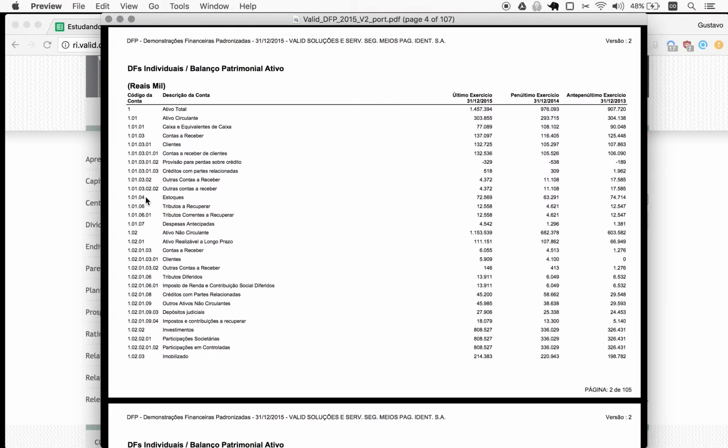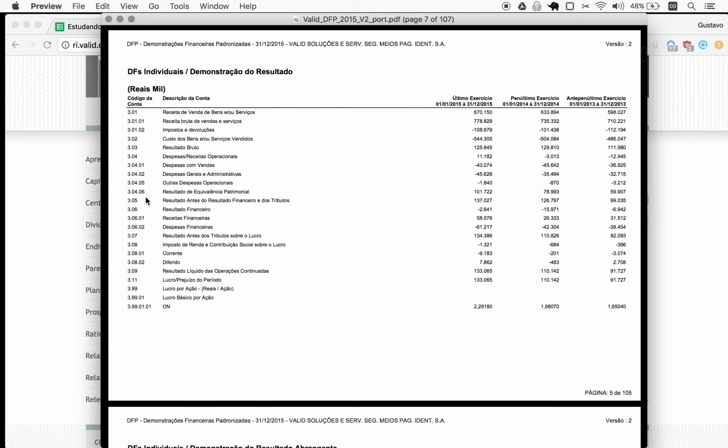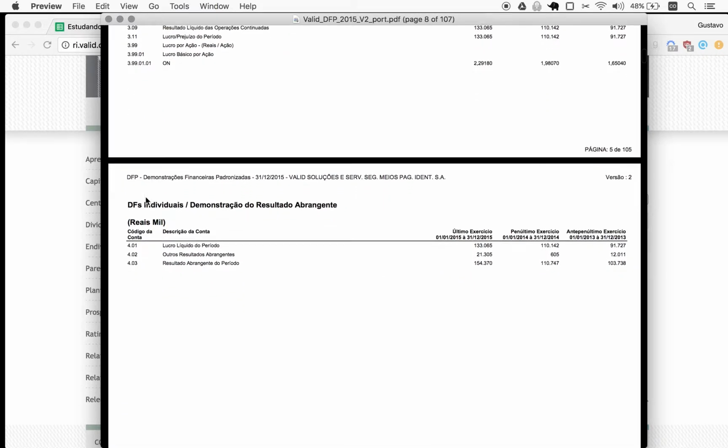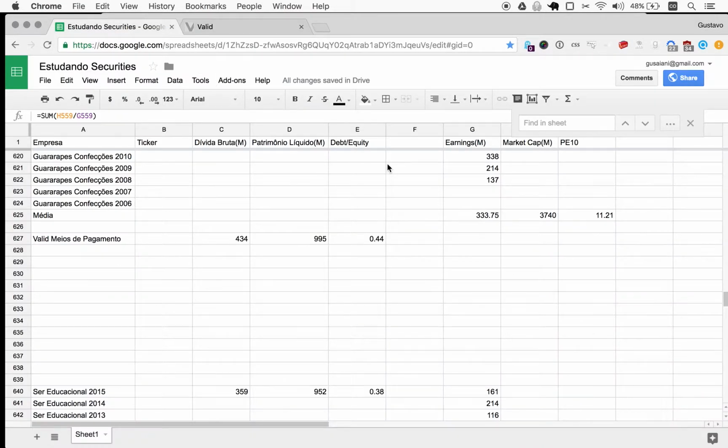So here we have the DFP for 2015. This time we scroll past the assets, the liabilities, and we go to the results table. And here at 3.11, we see the profits and losses, and it seems like they've had profits. So in 2015, 133, and 2014, 110, 2013, 92. I'm just rounding up in this case. So 133, 110, 92. I have the table here. 133, 110, 92, and please allow me to do a few things here.